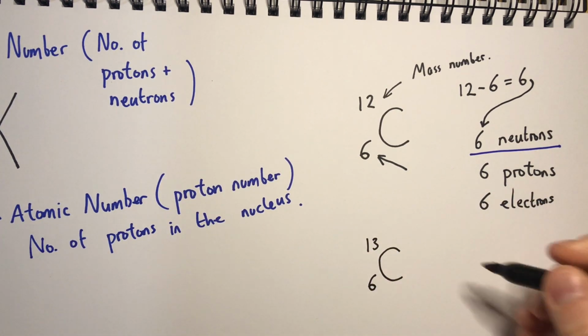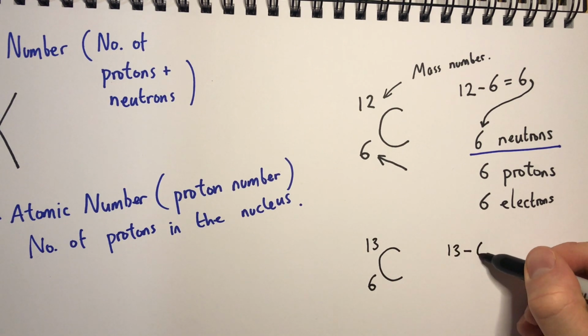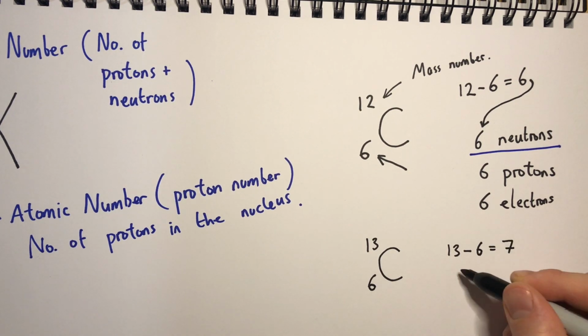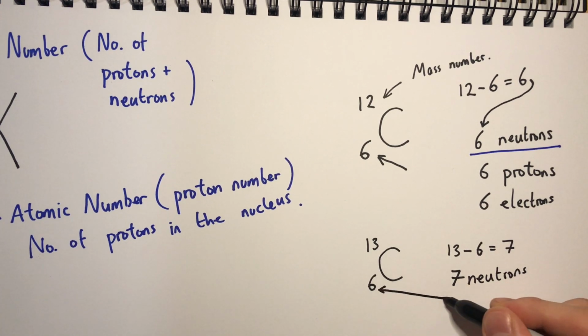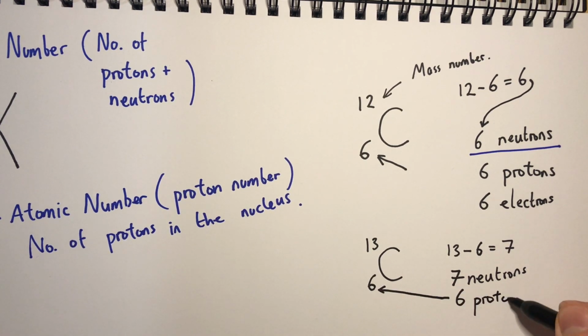Carbon-13 is a different story. This time the mass number is 13. So 13 minus 6 will give us the number of neutrons. That'll be 7 neutrons this time. Still 6 protons and also 6 electrons, same as the number of protons.